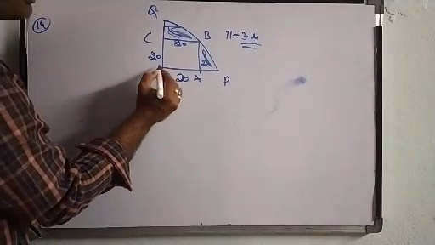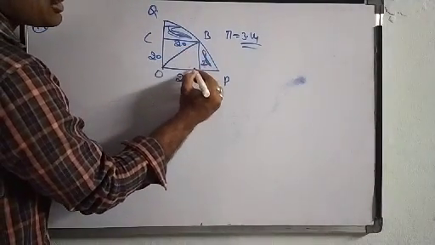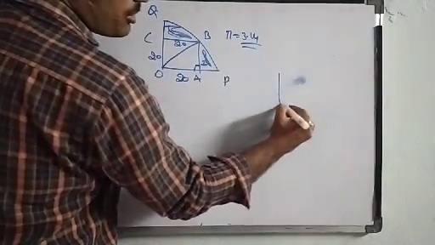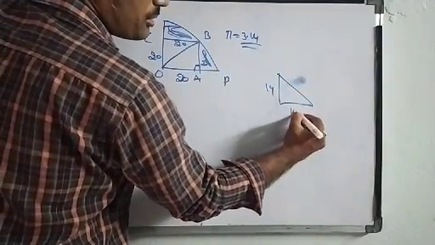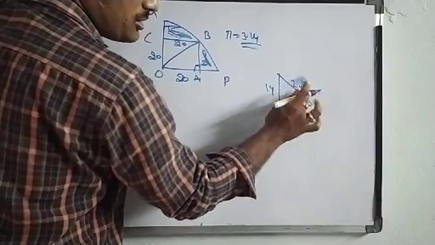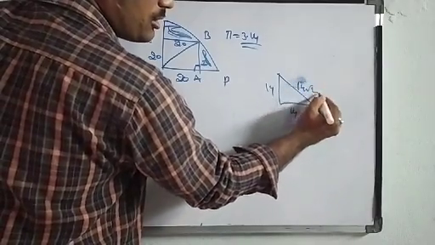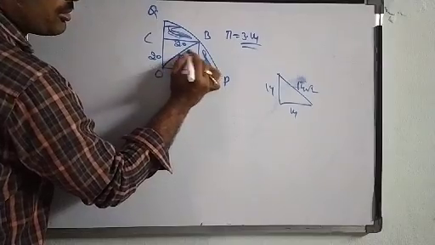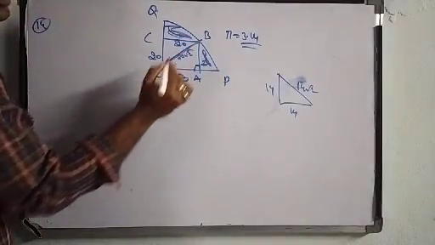So OA is 20. I have to find this. In a square, I know that it forms a right triangle. So 20, 20. Previously, we have seen one question like this, 14, 14. We wrote directly 14 root 2. Similarly, here it will become 20 root 2. So the radius is 20 root 2.